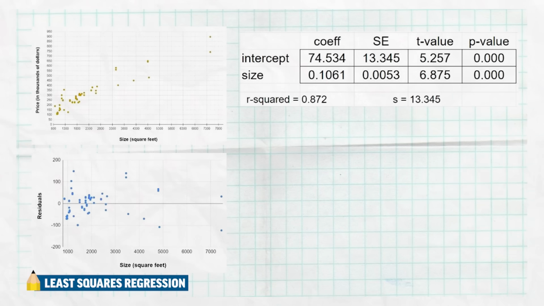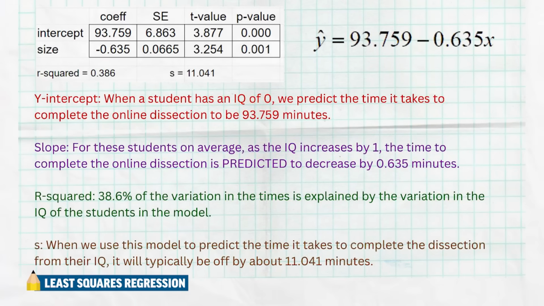Now, the slope is 0.1061, and of course, we could be asked to interpret what that slope means. Remember, make it a fraction. Put it over top of 1, 0.1061 over 1. This tells me for every 1 square foot that a house is bigger than another house, we would predict the price to increase by 0.1061 thousands of dollars.